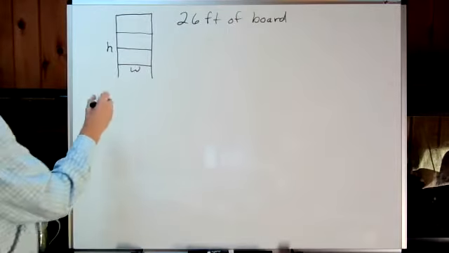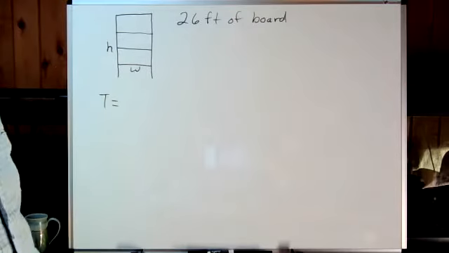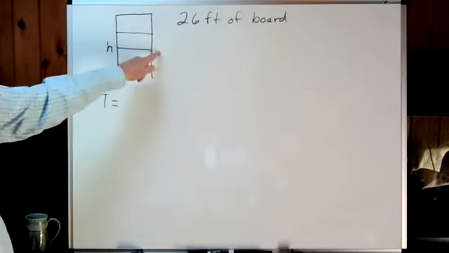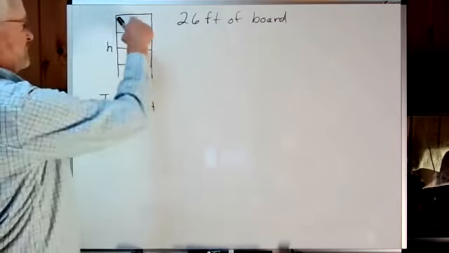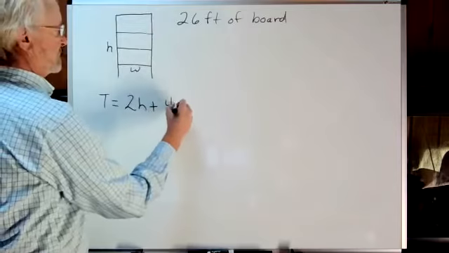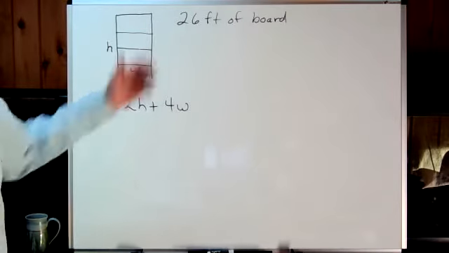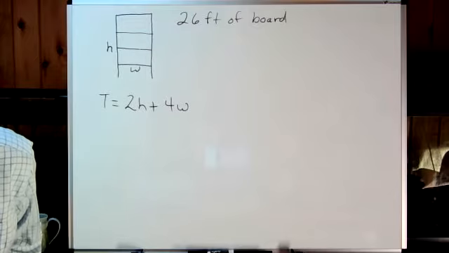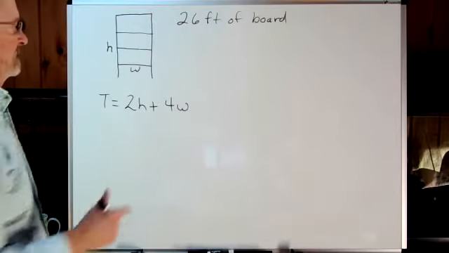Well, this total has got to be the sum of all those sides. I have 2 H's plus 1, 2, 3, 4 widths. That's what I'm getting at with this. And now, I get some relationship. The width is 11 less than 3 times the height.